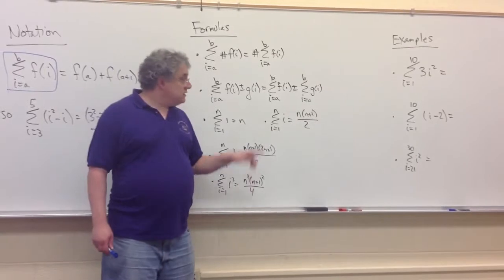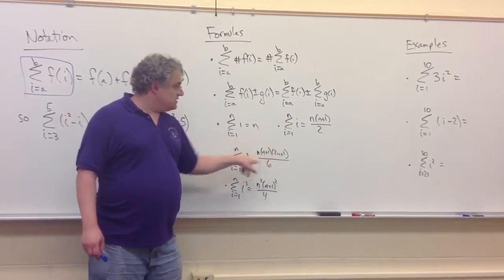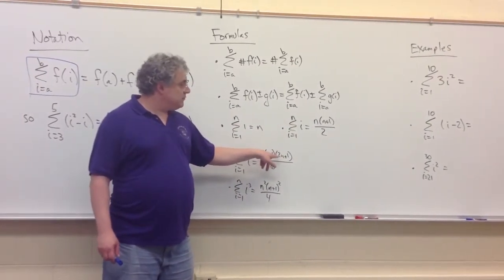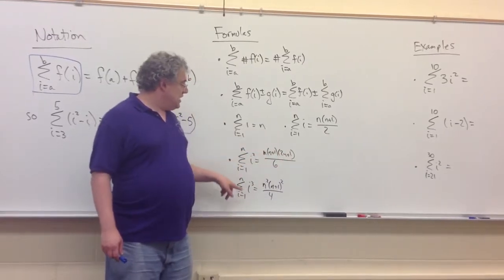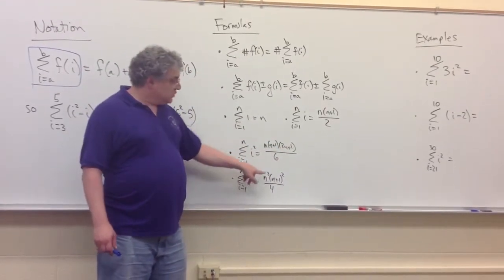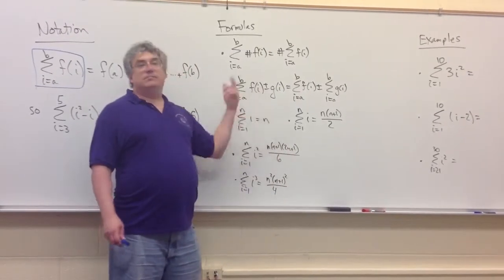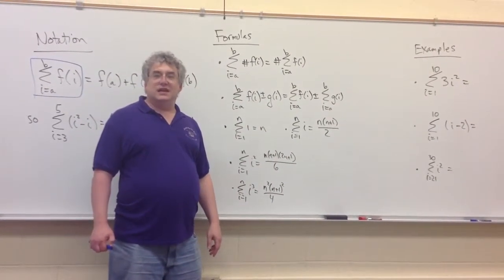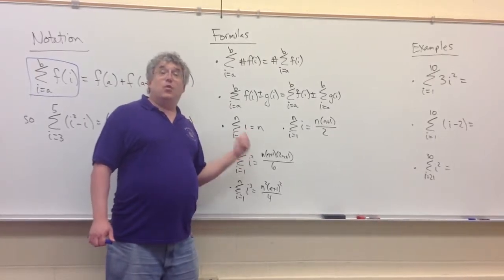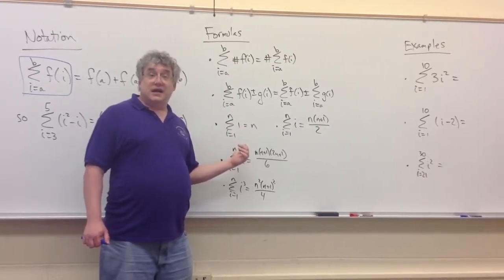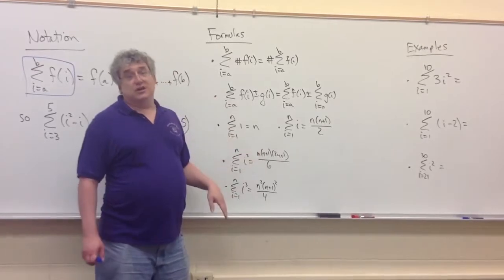There are ones for squares inside here. There it is: n times n plus 1 times 2n plus 1, all over 6. And there's one for cubes: n squared times n plus 1 quantity squared, all over 4. These formulas, where do they come from? It's really interesting, and if you want to, in Math 300, we talk about how to prove these by something called induction. For now, they're just magic. Let's use them.